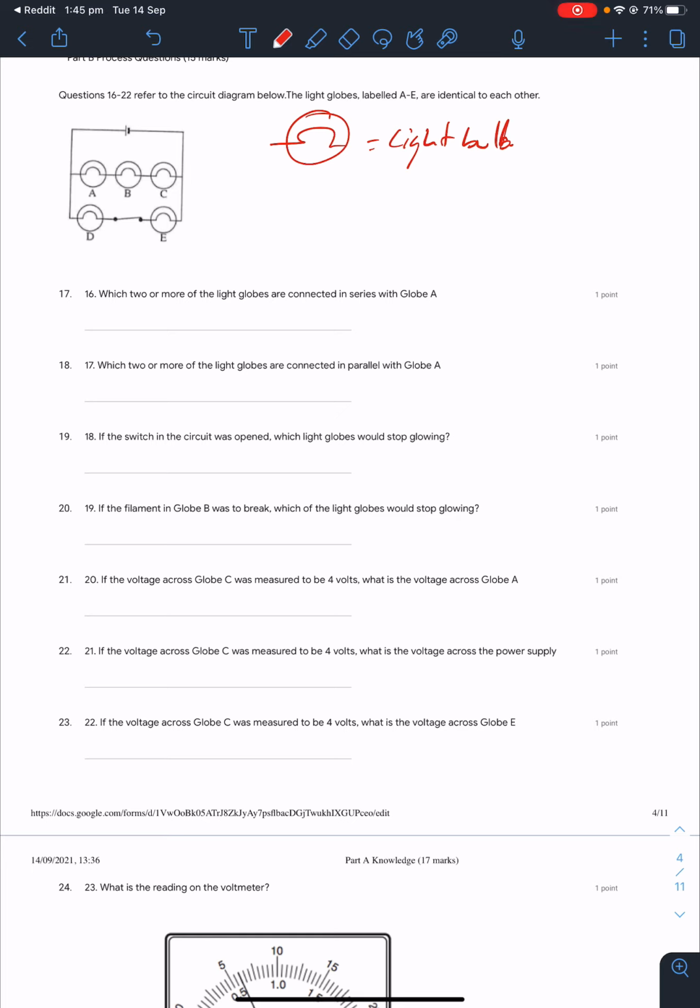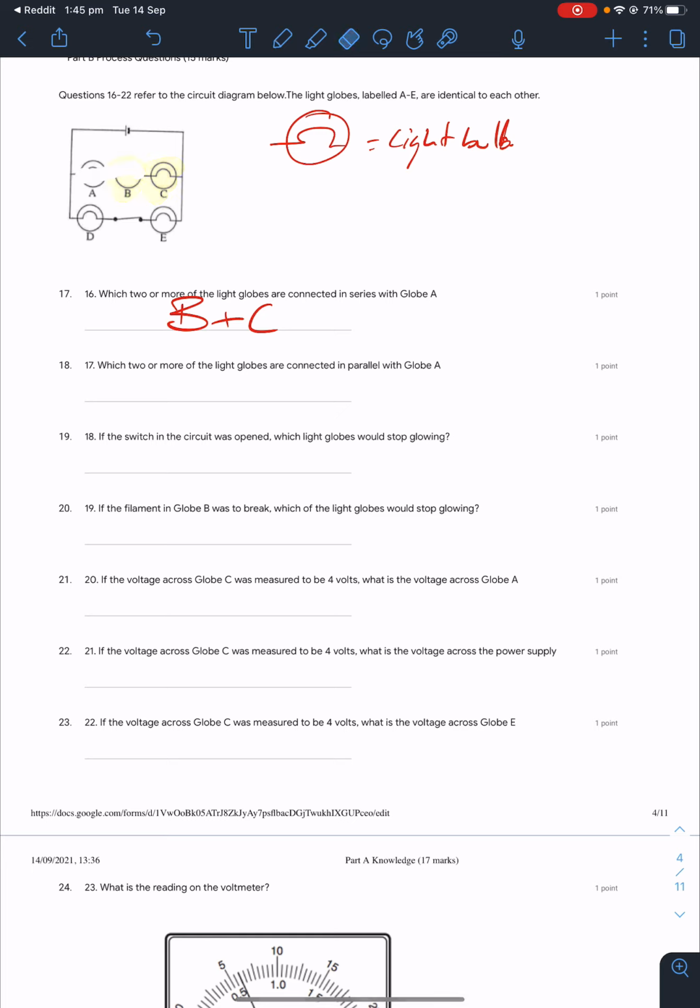So which two or more of the light globes are connected in series with globe A? Okay, so here's globe A. The ones that are still in the same line as A are B and C. So we only accepted any variation of B and C, okay? If you just mentioned B, you wouldn't get the mark. Or if you just mentioned C, you wouldn't get the mark.